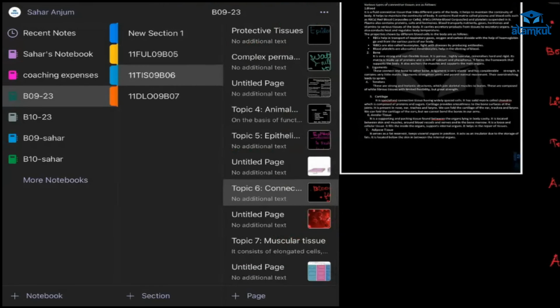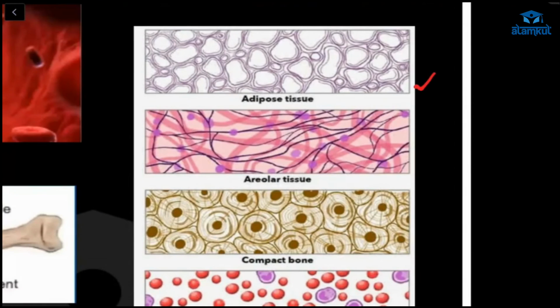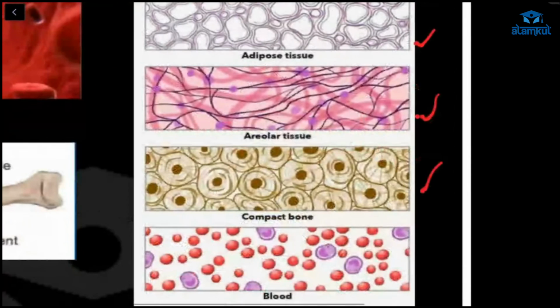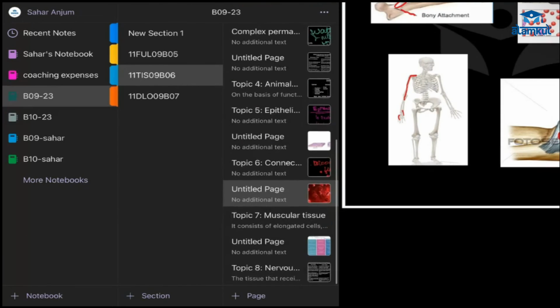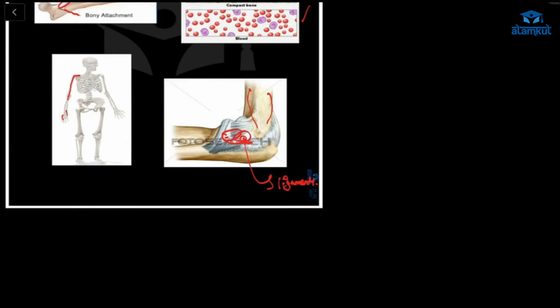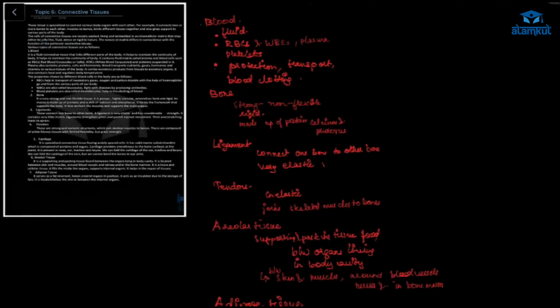And here are the diagrams. This is adipose tissue, and this is our areolar tissue, and this is bone, and this is blood. Everyone got it? Yes, ma'am. Any doubt? No, ma'am. Then, tell me the types of connective tissues.